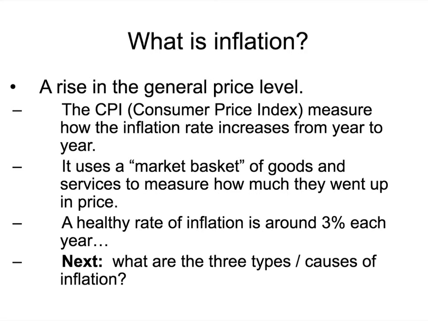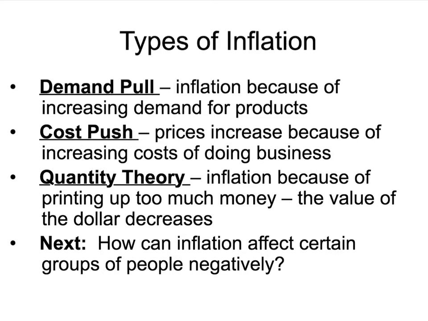Next. There are three types of inflation. We focus most often at the CP level on demand-pull inflation and cost-push. So either there's so much demand for products that it pulls the price level up, or the costs of production are rising and those are pushing inflation upwards and causing problems. There's also the quantity theory, but at CP we don't have to worry about that type of inflation. So next.